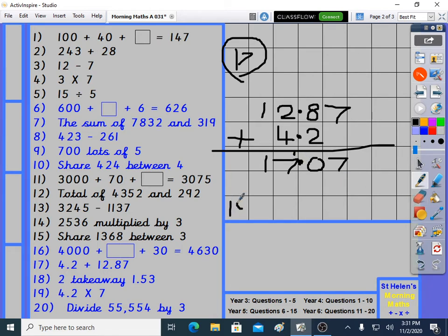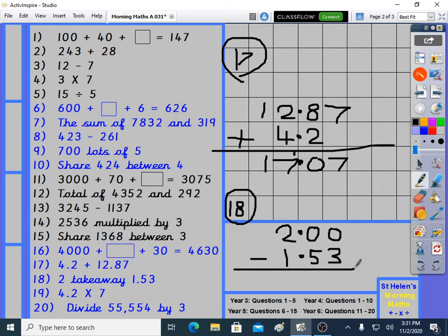17.07. Question 18. 2 take away 1.53. What number's bigger, 2 or 1.53? 2. It's bigger than 1 and a bit. I'll place a point and 2 zeros at the end so I can line up the 1 and a bit underneath. 1.53. £2 is bigger than £1.53, isn't it? So the biggest number on the top in subtraction. We'll get some help. 10 take away 3 is 7, 4, and 1 take away 1 is 0, 0.47. That makes sense. If you know number bonds to 100, 53 goes with 47, doesn't it?